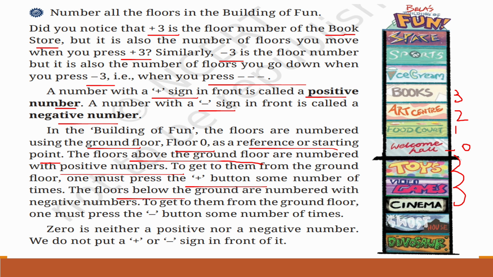The floors below the ground are numbered with negative numbers. To get to them from the ground floor, one must press the minus button some number of times. If you want to reach floor -1, you have to press the minus button once. Then 0 is neither a positive nor a negative number. We do not put a plus or minus sign in front of it. So 0 is neither a positive nor a negative number.